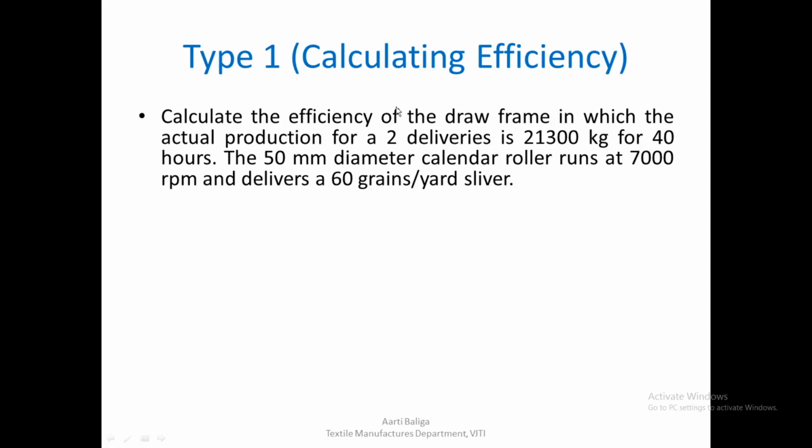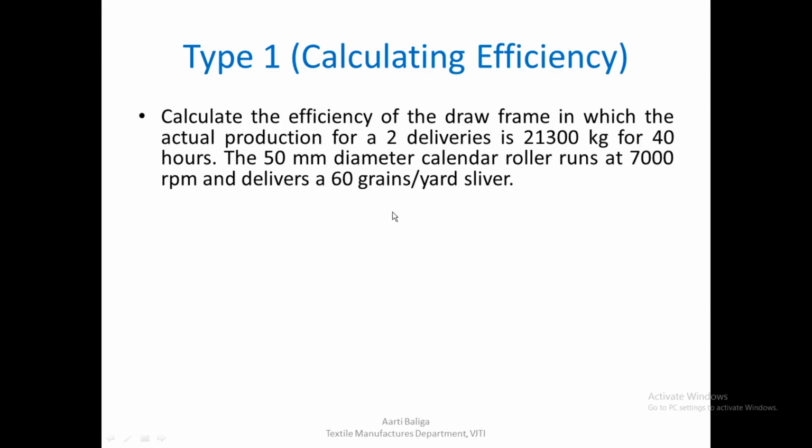Now we come to a stage where we can calculate efficiency. We have learned the formula for efficiency, how it came in the earlier lecture. So let us look at one of the problems on this. Calculate the efficiency of a draw frame in which the actual production for a 2 deliveries draw frame is given as 21300 kgs for 40 hours. The 50 millimeter diameter calendar roller runs at 7000 rpm and delivers a 60 grains per yard sliver.